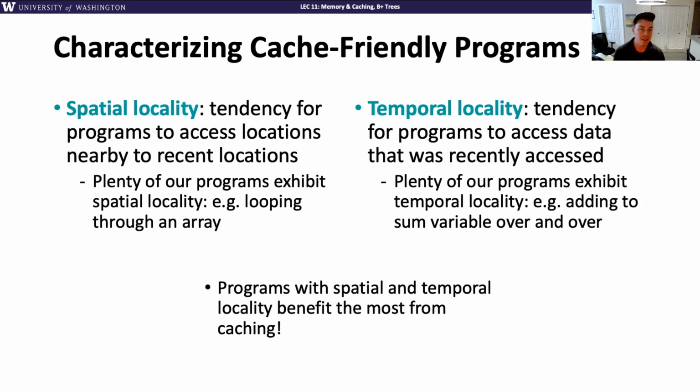There's also this tendency that we call temporal locality, which is the tendency for programs to access data over and over again, or it's more likely they'll access data that they accessed recently. Lots of programs easily exhibit this locality. For example, if you're adding up values into a sum variable, it's likely on each iteration of the loop you're accessing that one variable over and over again. That's temporal locality. You're accessing the same value again and again. And so programs that have spatial and temporal locality benefit the most from caching. Caching is designed to help these types of programs out.